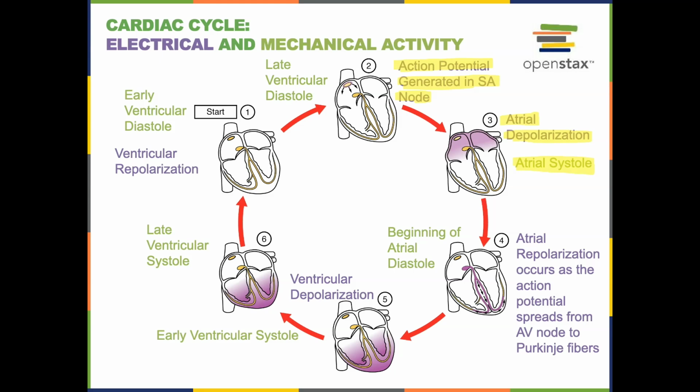Following depolarization, the atria enter repolarization as the action potential spreads down from the AV node through the Purkinje fibers and then causes ventricular depolarization that activates ventricular systole. Repolarization follows at the end of the action potential and leads to ventricular diastole.